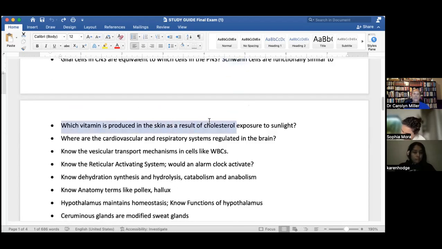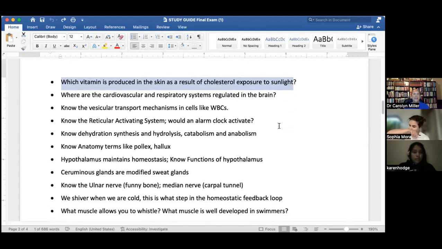Which vitamin is produced in the skin as a result of cholesterol exposure to sunlight? That would be vitamin D.